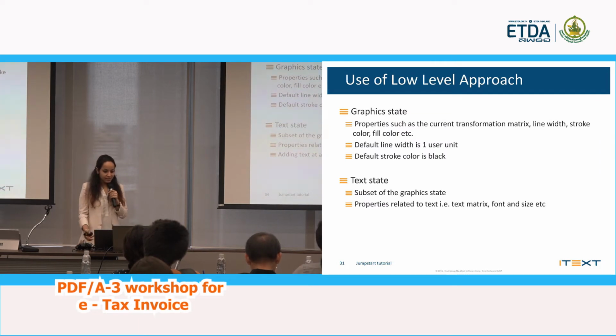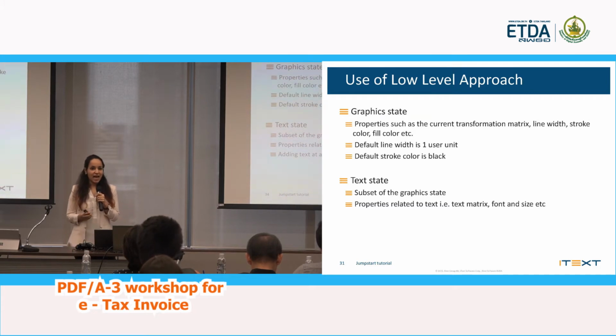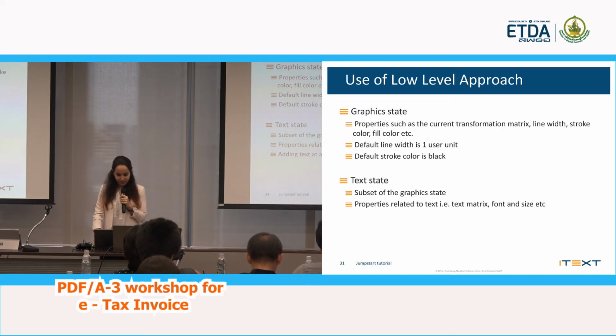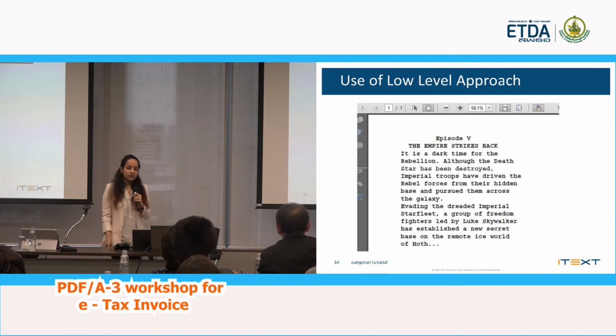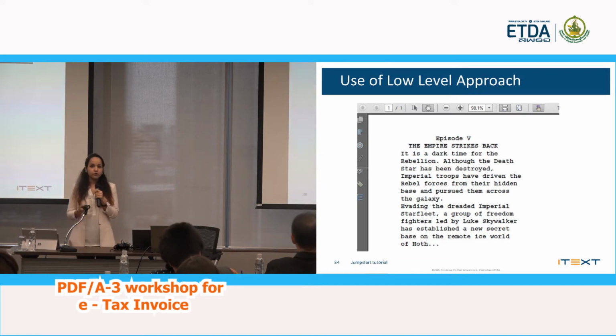So the next thing is text state. It is a subset of the graphic states. It has properties related to text, and you can add text at absolute positions. What does this mean? We'll just look at one of the examples to understand this better. This is one of the examples which explains the use of low-level API when we are adding text.